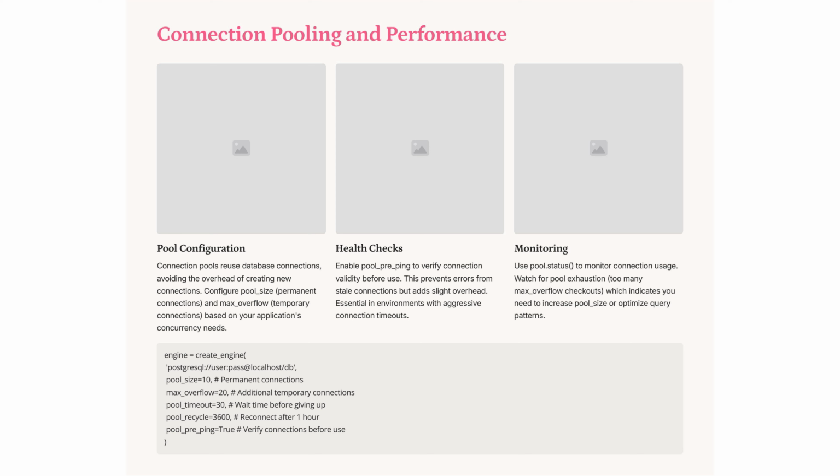Connection pooling optimizes database performance by reusing connections, reducing overhead. Configure pool_size for permanent connections and max_overflow for temporary ones based on concurrency needs. Enable pool_pre_ping to ensure connection validity, crucial in environments with aggressive timeouts. Monitor with pool.status to prevent exhaustion, adjusting pool size or query patterns as needed.